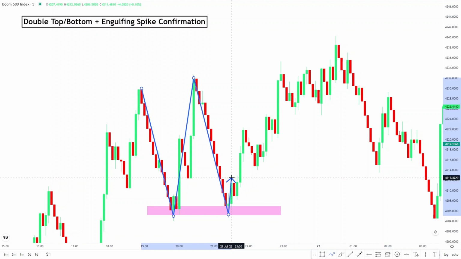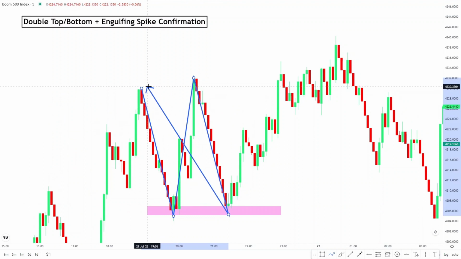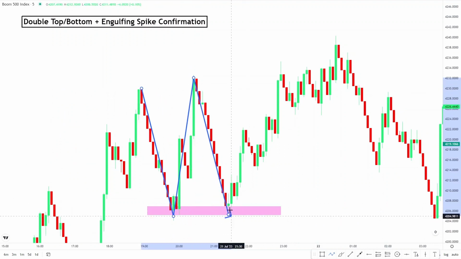So rule number one, what are we going to be looking for? We are looking for the price creating this nice double bottom pattern. And as it creates this double bottom pattern, you're now waiting for the trigger to enter the market. What are you looking for? You're waiting for the engulfing spike confirmation. So you're waiting for the price to spike upwards and to engulf any bearish candlestick. And this is what happened at this point.